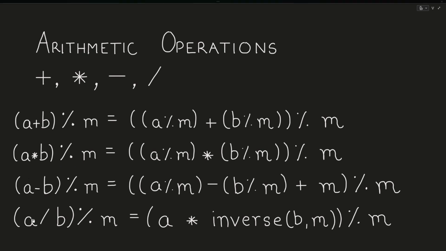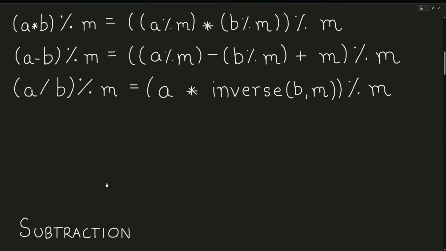But for subtraction and division, it's a bit different. Here for subtraction, we can say that (a - b) modulo m is equal to ((a mod m) - (b mod m) + an extra m) modulo m. I will discuss this separately in a minute. And coming to division, we see that (a / b) modulo m is equal to (a multiplied by the inverse of b on m) modulo m. Again, this inverse I will discuss in a minute.